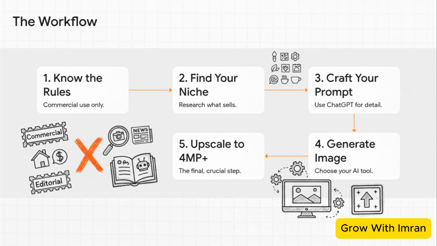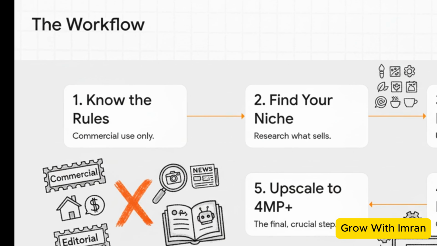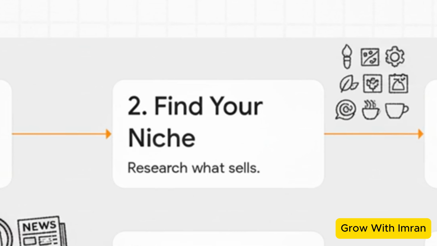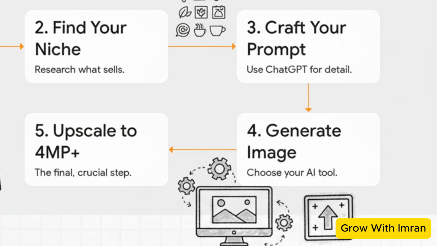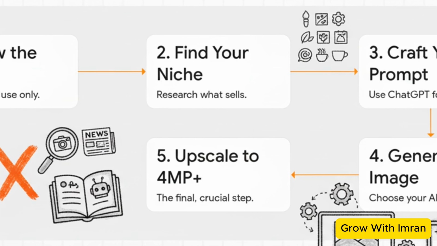And just like that, we've covered the whole journey. Let's recap. It's a simple 5-step workflow. First, you know the rules. Commercial, not editorial. Second, you find your niche. Third, you craft your perfect prompt. Fourth, you generate your image with a good tool. And fifth, you upscale to perfection to meet those quality standards. That's the whole playbook.